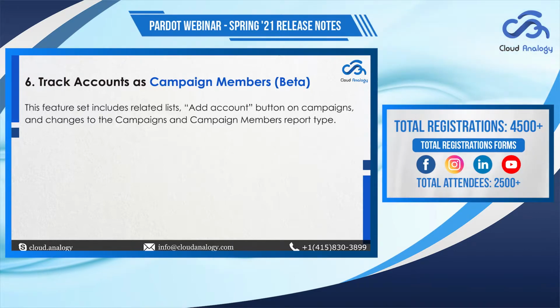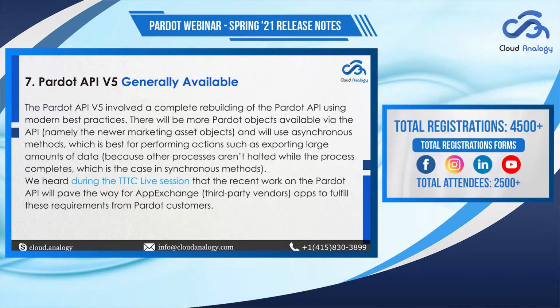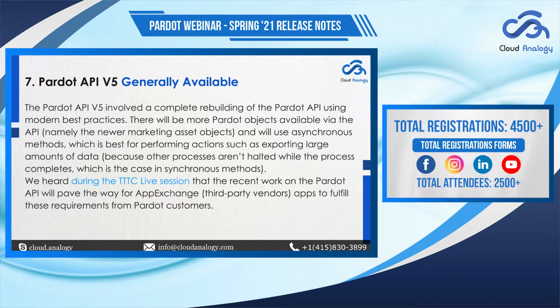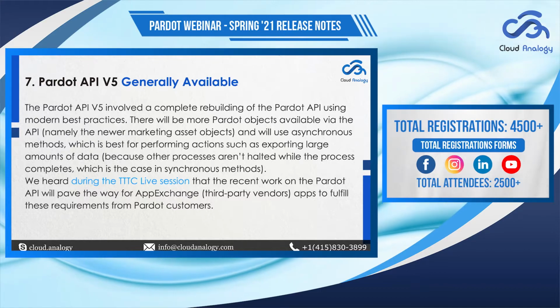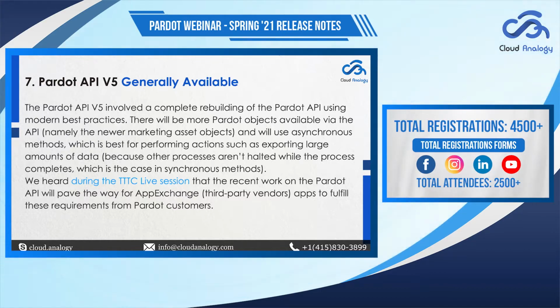Yeah, great. So the seventh point is Pardot API version 5, which is generally available in all the orgs, depending upon which edition you have. This is a complete rebuilding of the Pardot API using modern best practices, meaning that you have more marketing asset objects now, which were earlier not available, and it gives you more flexibility in Pardot.